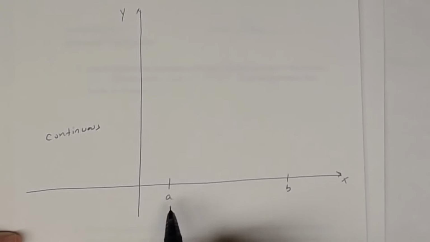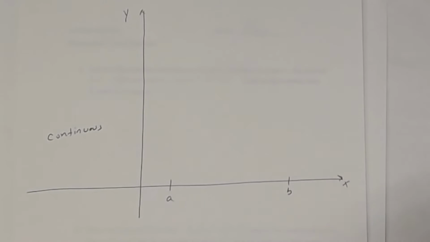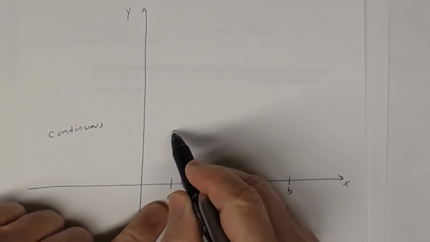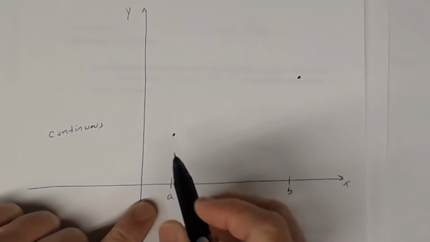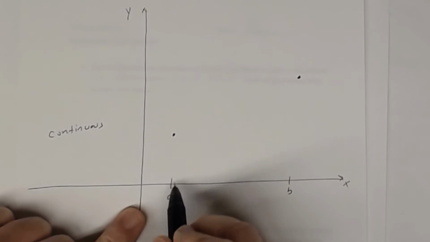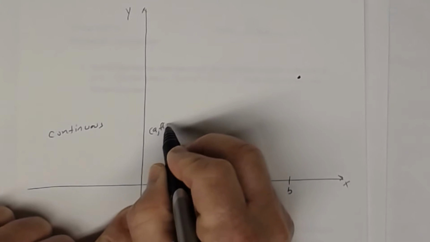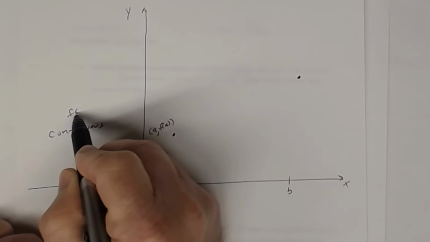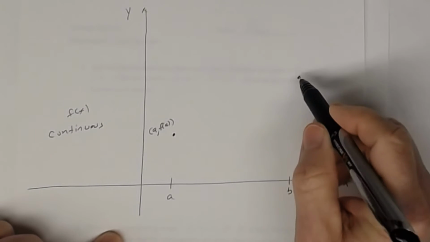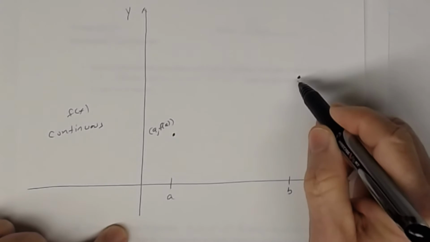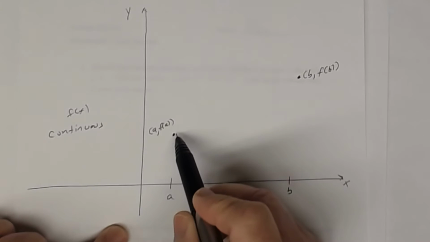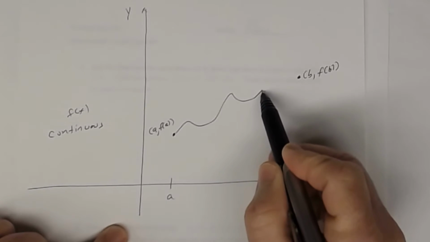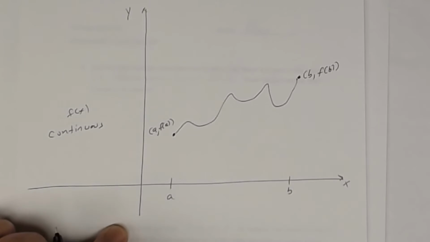So this is x equal a, this is x equal b. And let's say when x is a, my point is right here, and when x is b, my point is right here. So the coordinates of this point would be a, comma, f of a. And if this is my function f of x, so if f of x is continuous, then over here, the x coordinate is b, and my y coordinate would be f of b. So if I have a continuous function, it means that the graph looks something like this. So it's continuous from a to b.